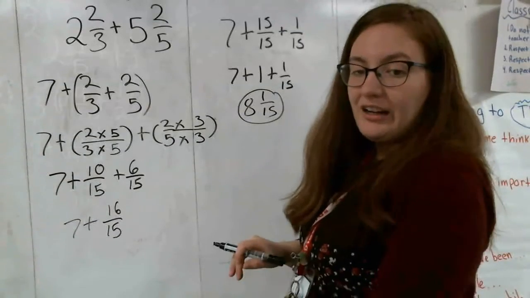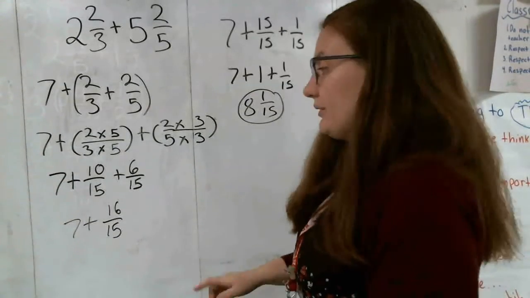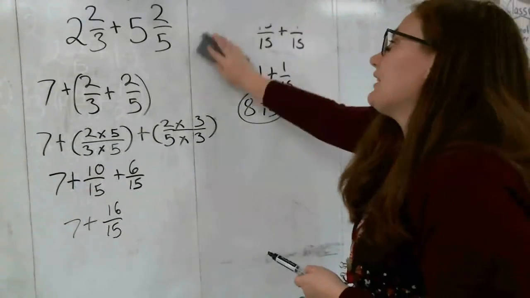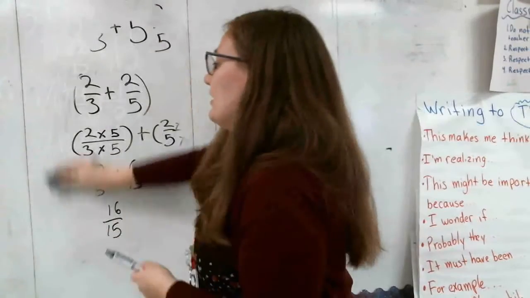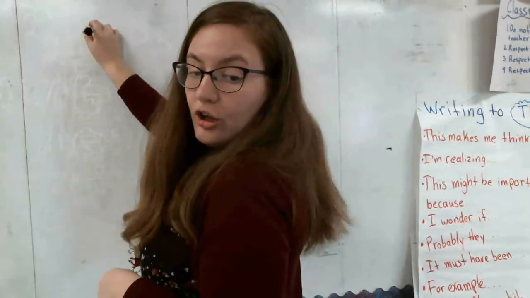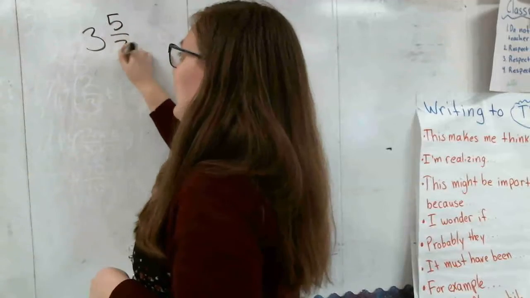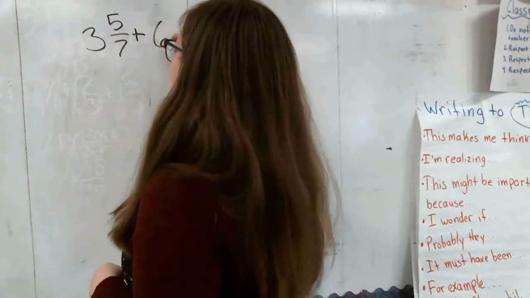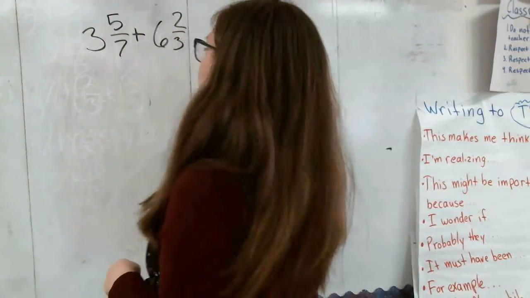All right, we're going to move on to our very last problem now. So I'm going to erase this one more time. And for this very last problem, we're going to be adding 3 and 5 sevenths plus 6 and 2 thirds.